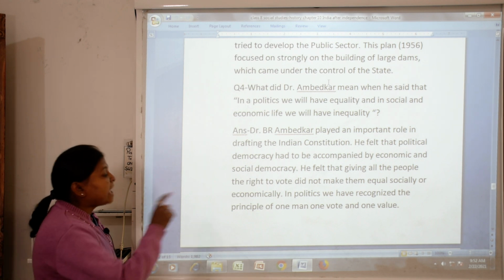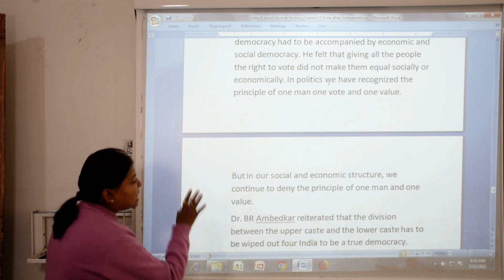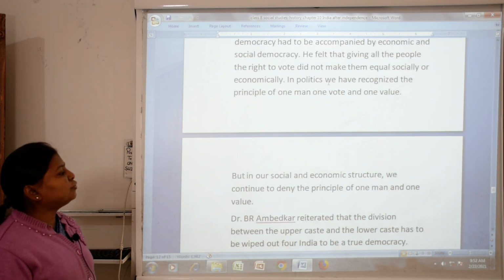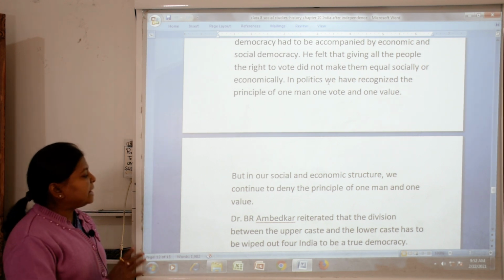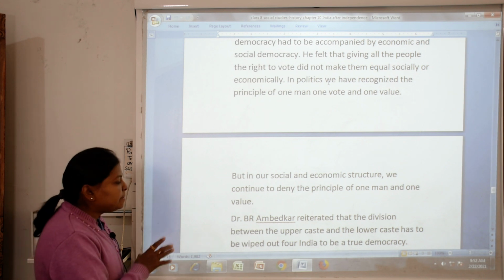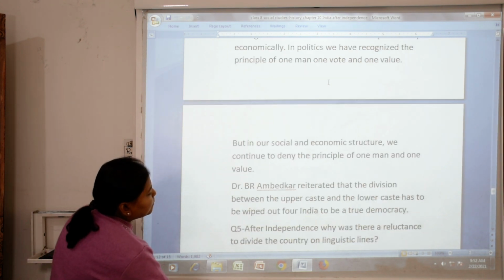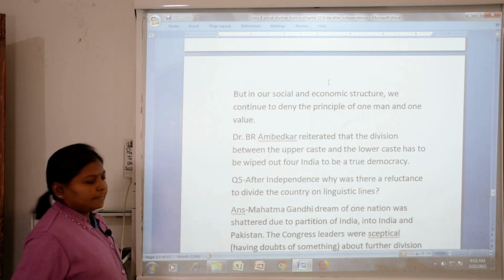In politics, we have recognized the principle of one man, one vote. But in our social and economic structure, what do we see? We continue to deny the principle of one man, one value. So what Ambedkar reiterated was that the division between upper caste and lower caste has to be wiped out for India, and then we get the true democracy.